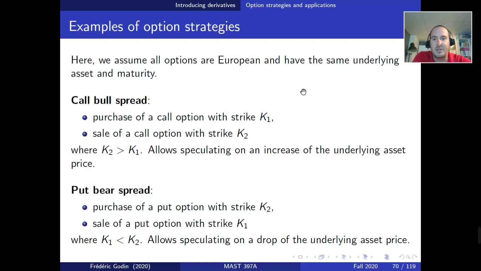The first strategy that we're going to consider is called a call bull spread. It entails doing two things: purchasing a call option with strike K1 and selling a call option with strike K2, where K2 is greater than K1. You can add the payoff of these two options, and if you plot the payoff function as a function of the underlying asset value at maturity, you get something as follows.